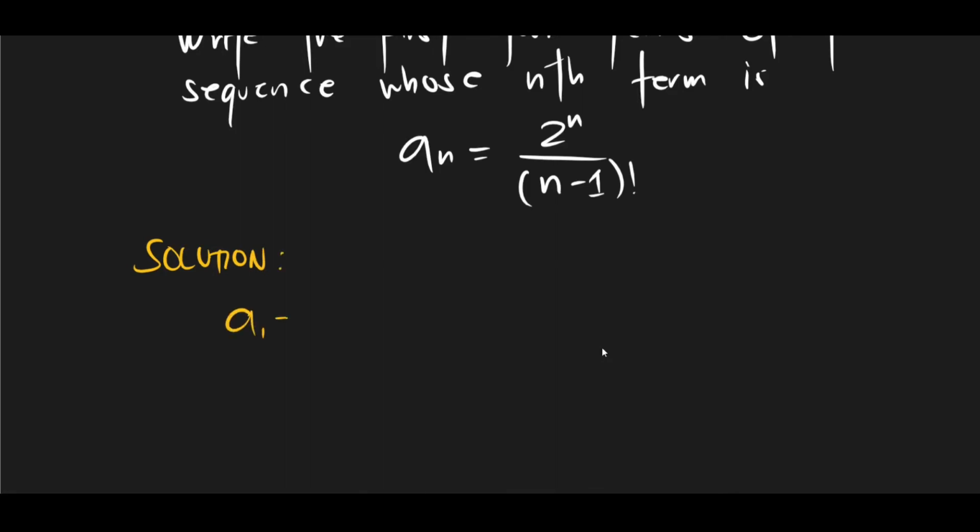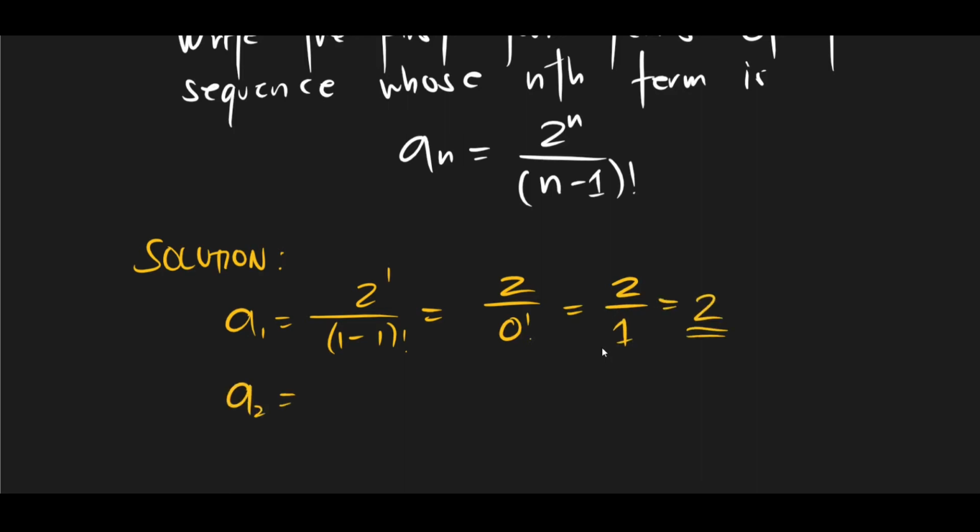Okay, so a1, so 2 raised to 1 all over 1 minus 1 factorial. That will be 2 all over 0 factorial, and we know that 0 factorial is equal to 1, which is equal to 2 over 1, which is equal to 2. How about a2? Okay, so we will have 2 raised to 2 all over 2 minus 1 factorial. We have 4 over 1 factorial. So 4 over 1 and then equal to 4.